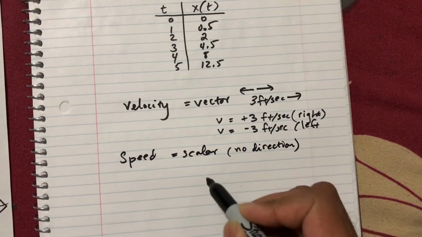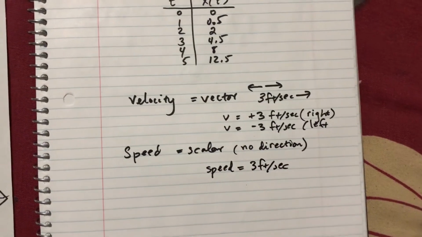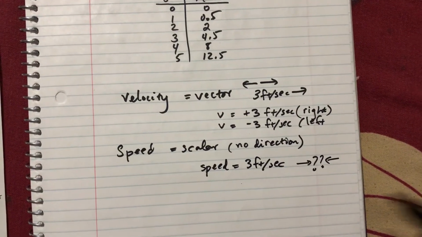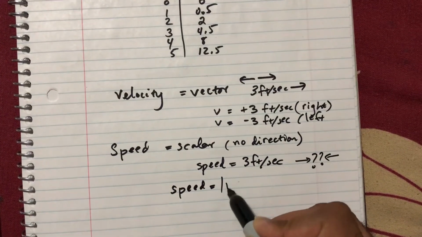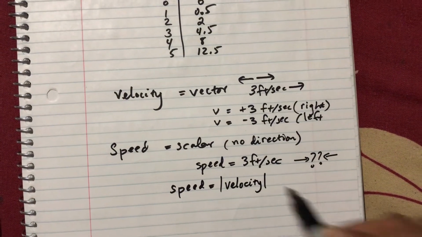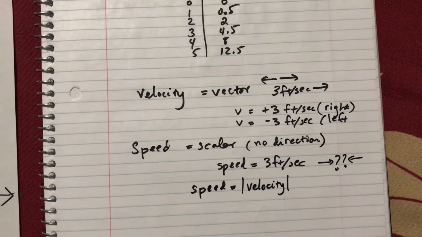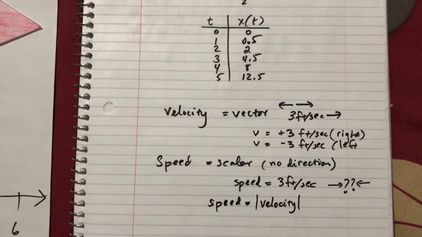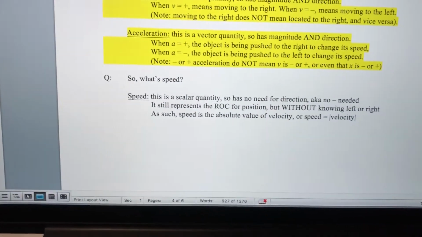If I just tell you that the speed is 3 feet per second, you have no idea if you're moving to the right or to the left. So speed is usually written as the absolute value of the velocity. Once you know the velocity, then you can just take its absolute value, and that's going to be the number for how fast you're moving, your rate of change of the distance.